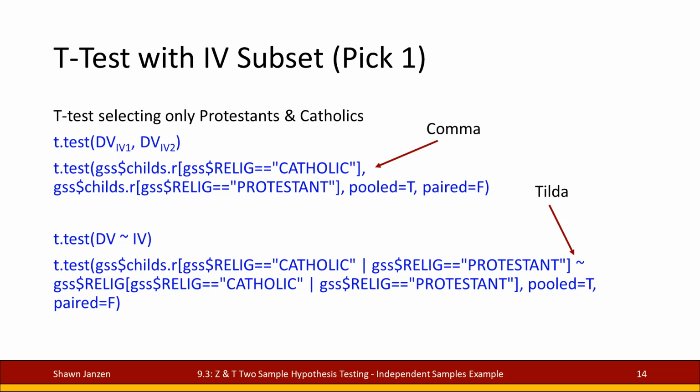The pooled equals true is relevant because that says that we are pooling our error between these 2 groups, that's including the variance and the n, and the paired equals false because we're not doing a paired t-test, which we'll talk about in the next video.